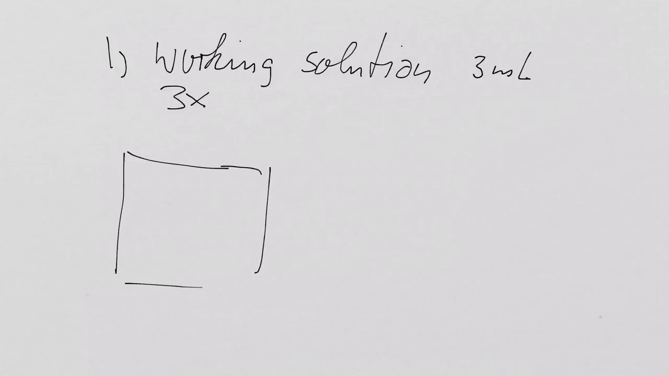Then you use this spectrophotometer, and what you do is you put your 3 milliliters of the substance into a little receptacle. This receptacle is called a cuvette.